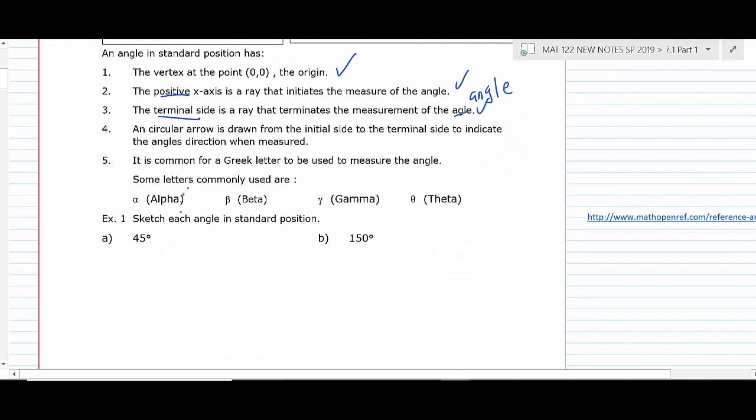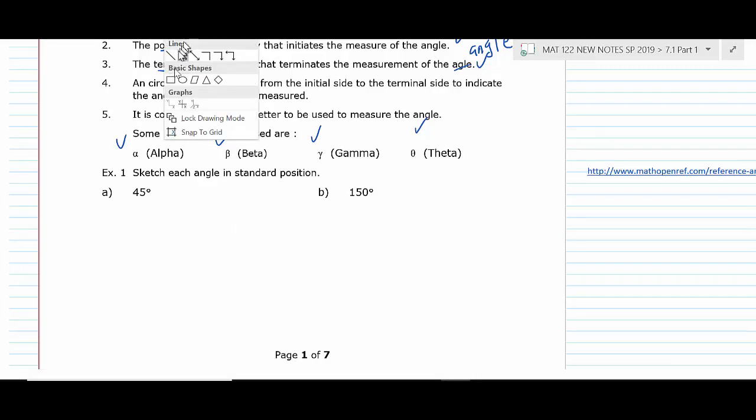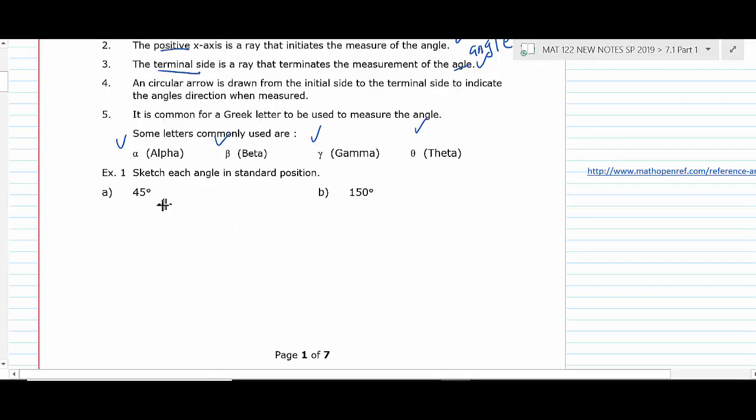The other thing we typically do, you'll see a lot in trig and calculus and higher math, is we use Greek letters a lot to represent our variables. So in trig we use theta very commonly, and then alpha, beta, and gamma you'll use pretty commonly. All right, so what we're going to do is we're just going to sketch some angles. Now you don't have to have a protractor, you just sort of estimate these the best you can, but I'll show you what I want you to do in standard position.